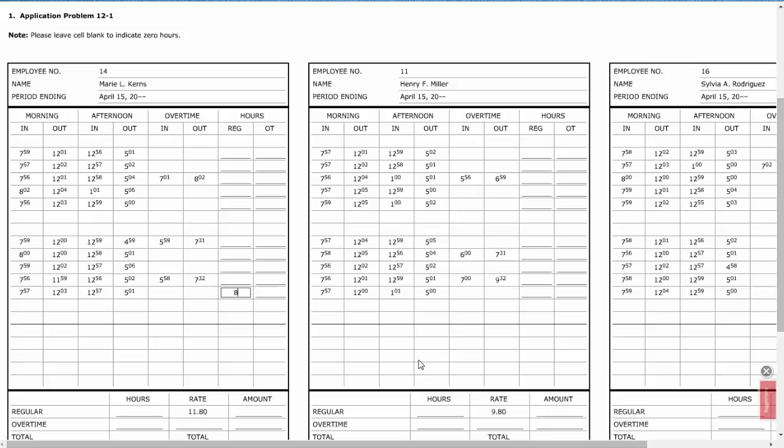Now, on this date, did Marie work any overtime? No, because for this example, they get paid overtime if they work more than 8 hours a day. That's why I said sometimes we have to vary whether it's 40 hours a week or 8 hours a day. And up there in the directions, way up on top, it tells me, please leave cell blank to indicate 0 hours. So do I need to put a 0 here for overtime? No.